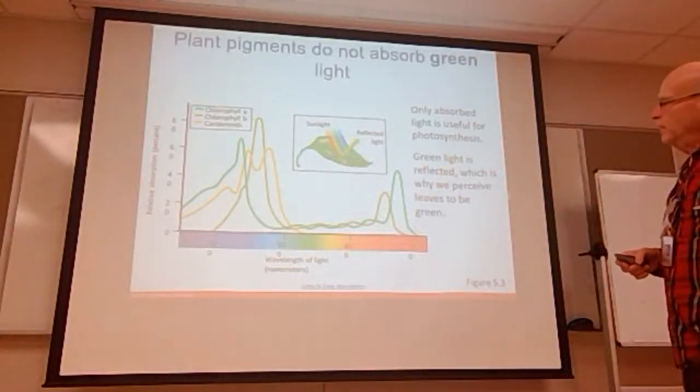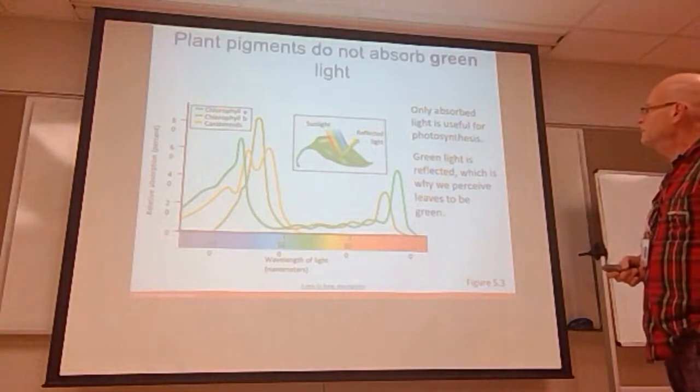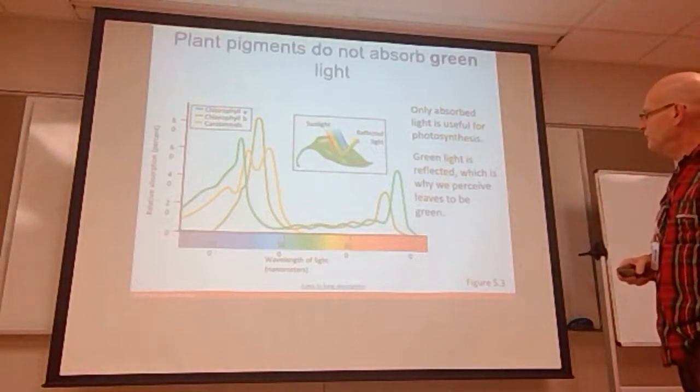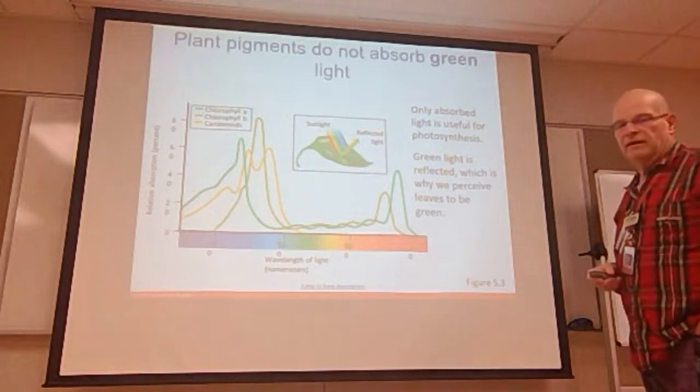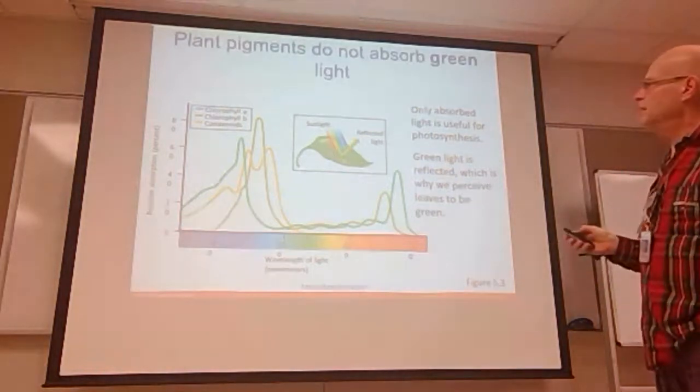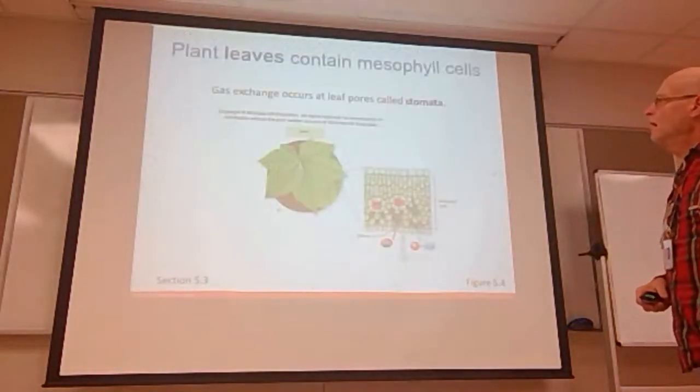Plant pigments do not absorb green light. Again, they reflect it. Only absorbed light is useful for photosynthesis. Since the green light is reflected, that's why leaves appear to be green.